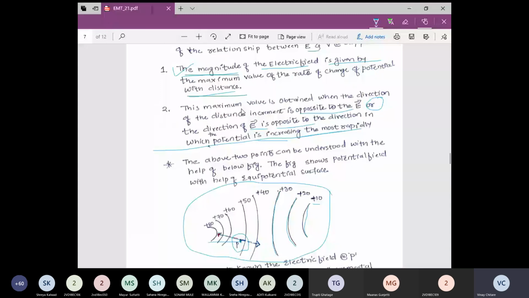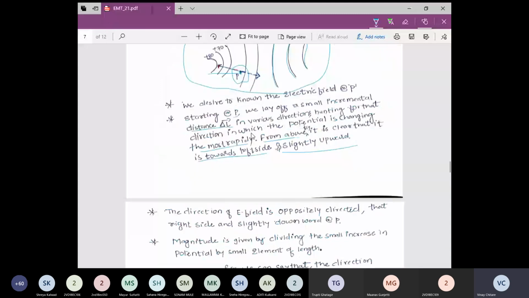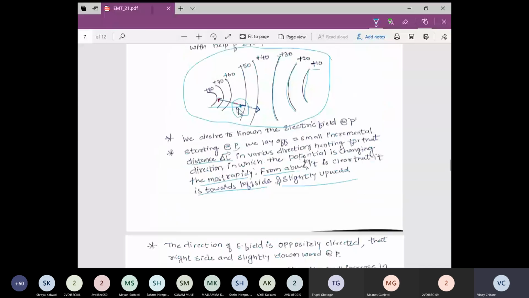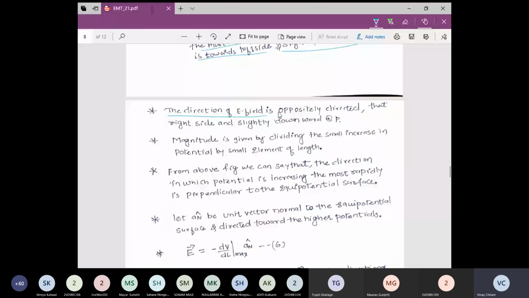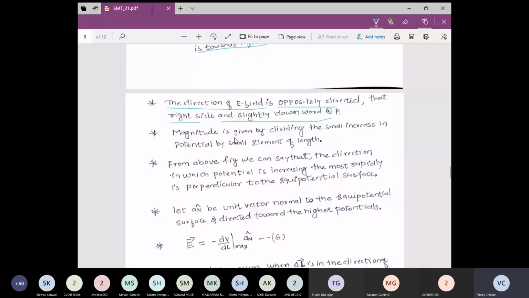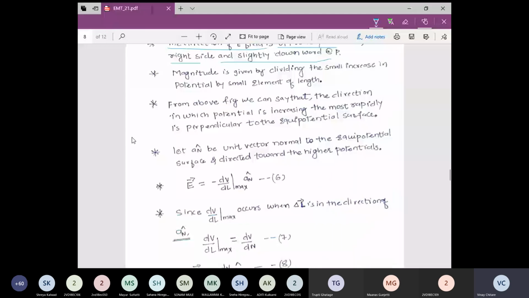Okay. So the next thing is about direction. What is the direction of the electric field? It's quite simple. The direction of the electric field is opposite to where the potential is increasing most rapidly. It is increasing in this way, so the direction of the electric field will be in this way. So we say that the direction of the E field is oppositely directed, to the right side and slightly downwards at P. So we got to know this information and relationship.